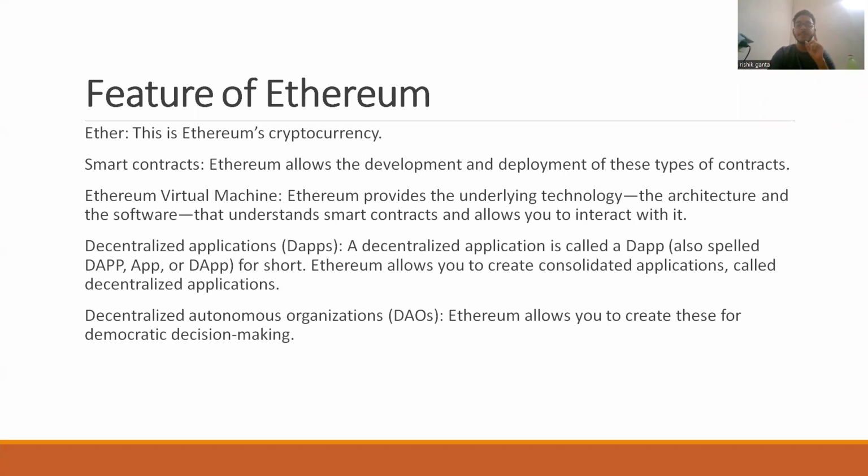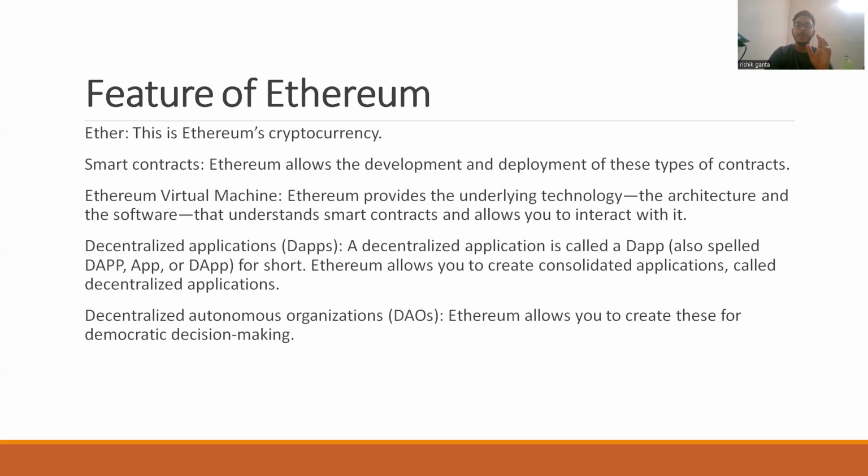Features of Ethereum. Ether. Ether is Ethereum's cryptocurrency. Ethereum also employs smart contracts for developing applications and other software on the Ethereum blockchain. Ethereum virtual machine. The Ethereum virtual machine provides the underlying technology, that is the architecture and the software, for understanding and executing the smart contracts.